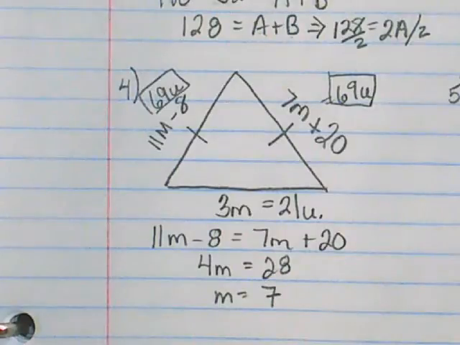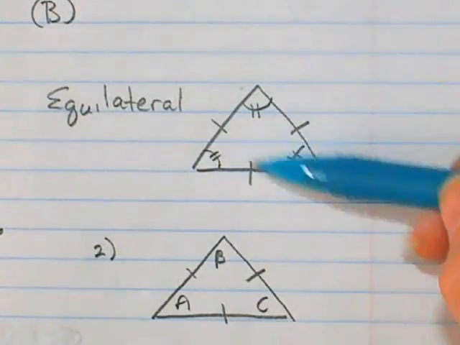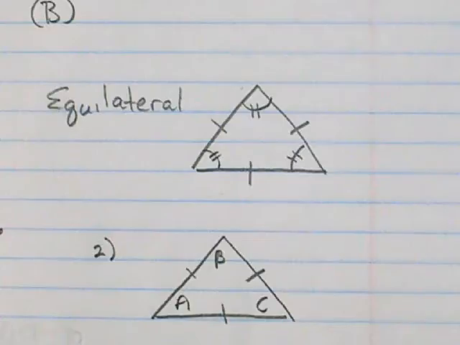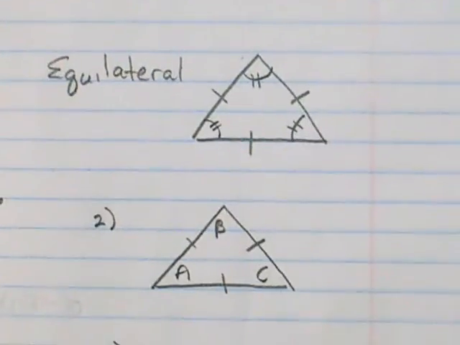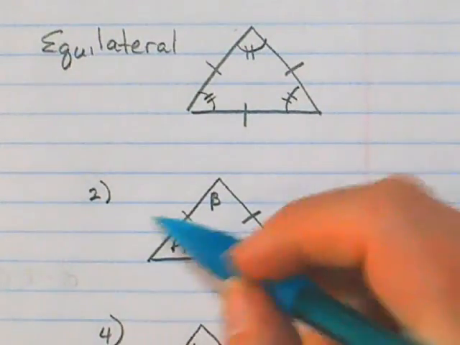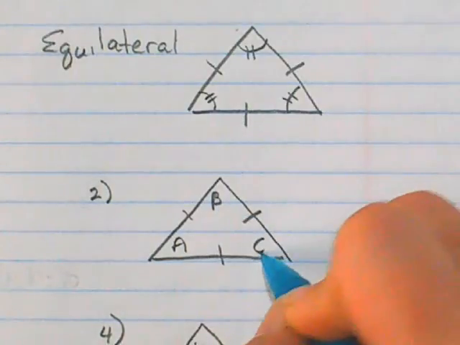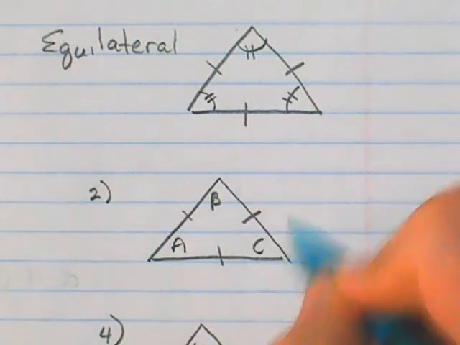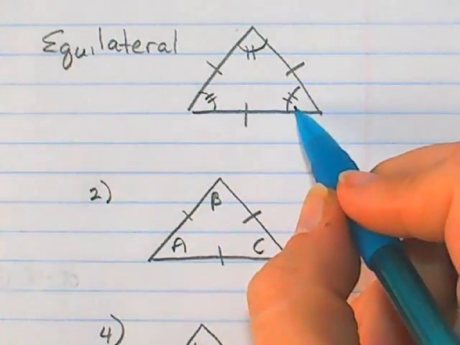The other kind of triangle we want to look at are equilateral triangles. Equilateral triangles are special because all the sides and all the angles are congruent. In an equilateral triangle, the measure of the sides will always be the same. The measure of the angles will always be the same. That is not to say that A equals B equals C. It means in an equilateral triangle, these angles are always the same measurement.